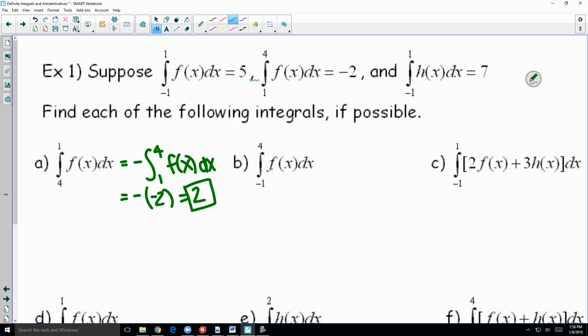So a negative negative 2 is equal to a positive 2, which should be the answer. The second one here, we've got the integral from negative 1 to 4 of f of x. So let's look up here. I've got the integral from negative 1 to 1 of f of x dx equals 5, and the integral from 1 to 4 of f of x dx equals negative 2.